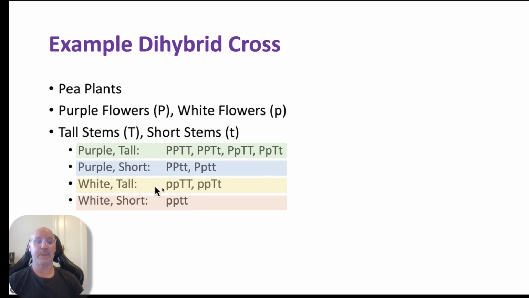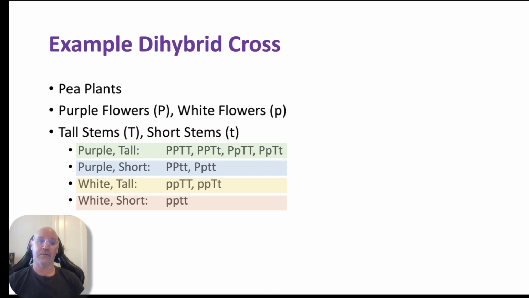All right, that's easy. Now, white tall. White being recessive needs to be lowercase p. But to be tall, it could be either homozygous or heterozygous. And it's the same thing here with purple short. So purple tall, these are both the dominant. So it could be homozygous for both of them, or it could be homozygous for one and heterozygous for the other. And these are the different ratios.